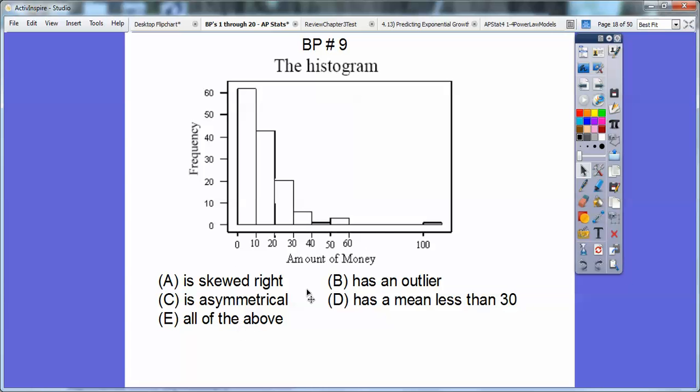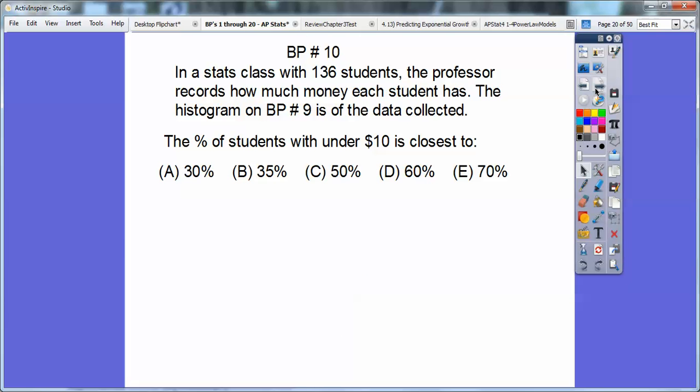So I'm going to say all of them right there. Okay, that's a classic skewed to the right photo right there. All right, so it's E. Okay, in a stats class with 136 students, the professor records how much money each student has. So the histogram that we just talked about is the set of data collected. So the percent of students that's under $10 is closest to.